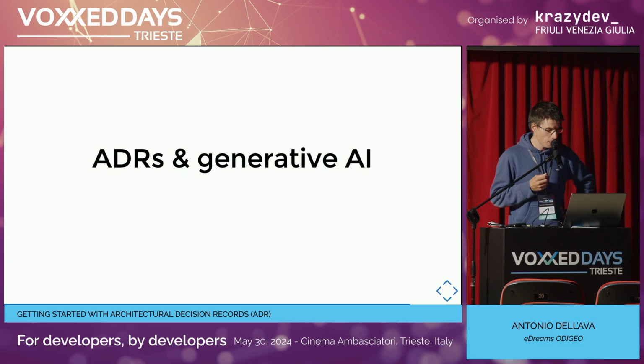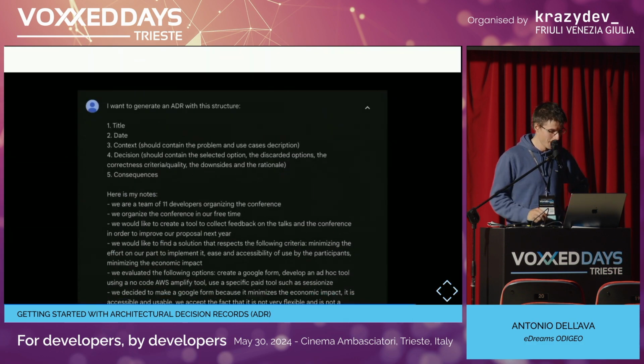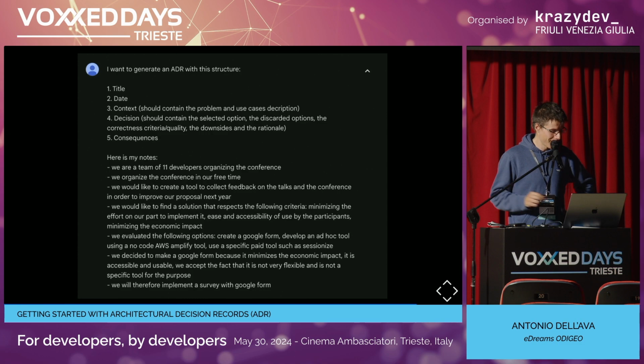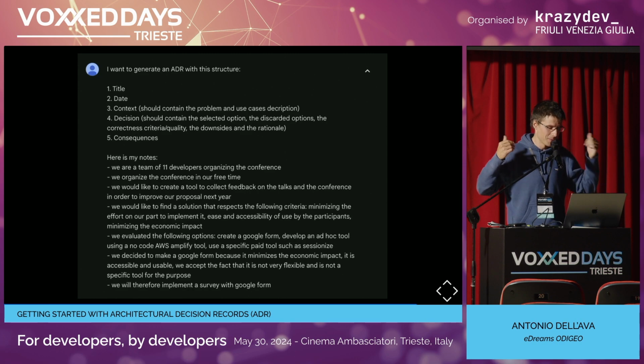Final chapter, I want to mention a few things about how to use generative AI in the editorial effort. Okay, I did an example. This example is about the organization of this conference. Okay, the approach that works for me is like this. This is Gemini, by the way, the Google artificial intelligence.